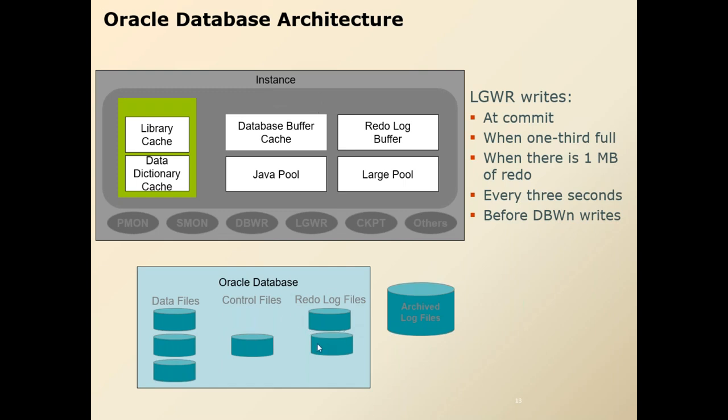So how do these redo log files get the data? Redo log files get the data with the help of the background process log writer. So the log writer process is responsible for writing the data from the redo log buffer to the redo log file. The log writer writes whenever there is a commit, or when it is 1/3 full, or when there is 1 MB of redo, or every 3 seconds, or before the database writer process writes the data from the database buffer cache to the data file.